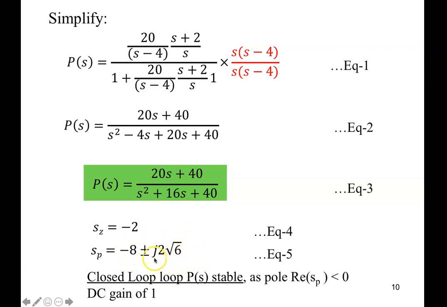Now this is the imaginary part, this is the real part. The real part is negative. Therefore, the system becomes stable for the closed loop.